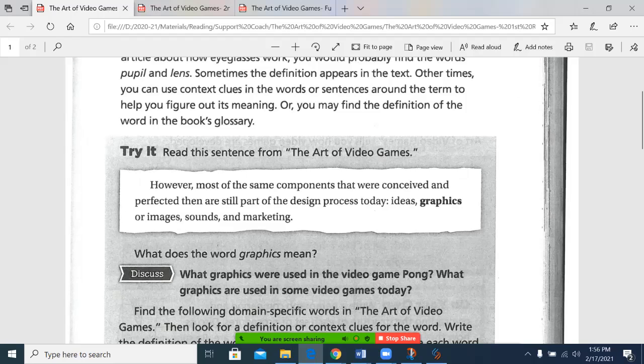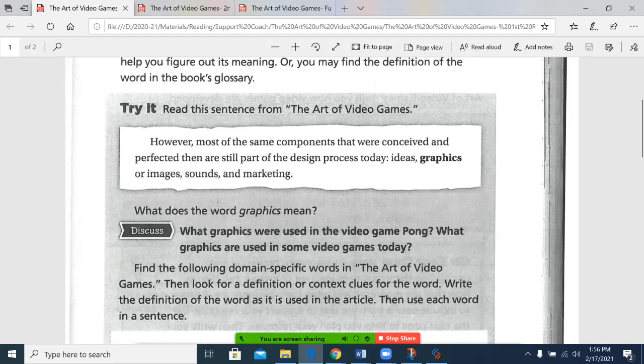Now, this sentence from The Art of Video Games. However, most of the same components that were conceived and perfected then are still part of the design process today. Ideas, graphics or images, sounds, and marketing. What does the word graphics mean? If you look at the context, it has "or images." So that tells us that those are going to be synonyms in this situation. So graphics are the images that you see.